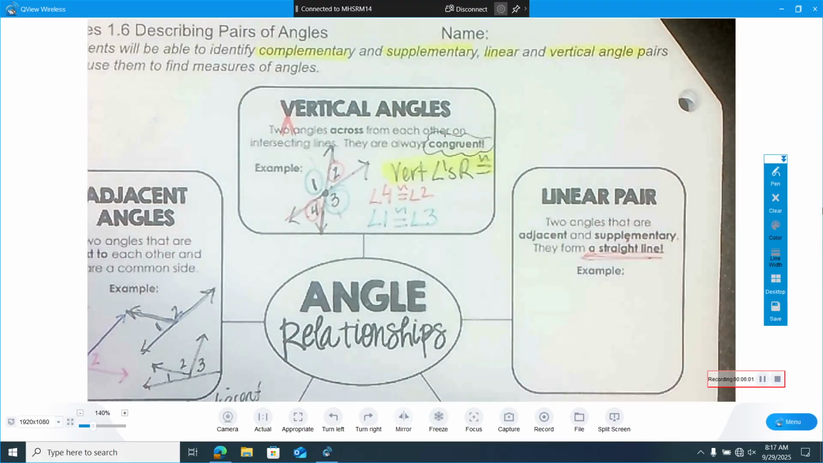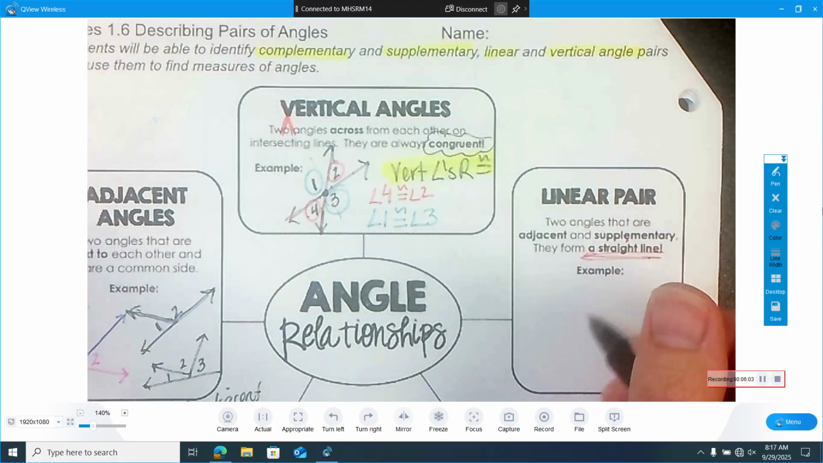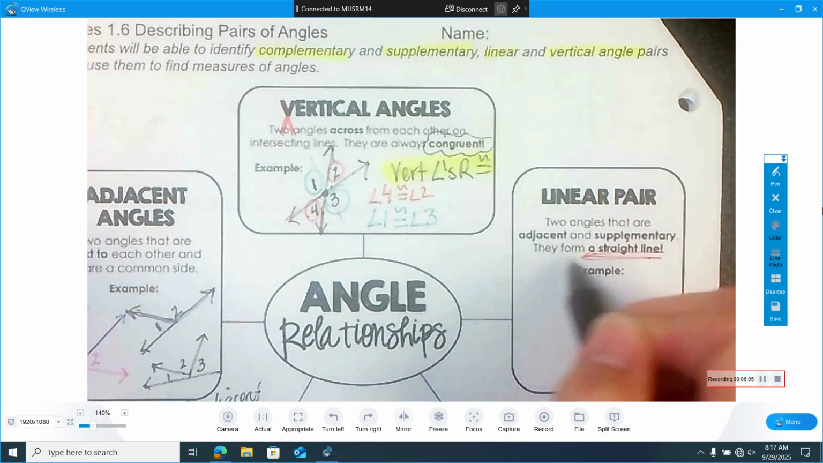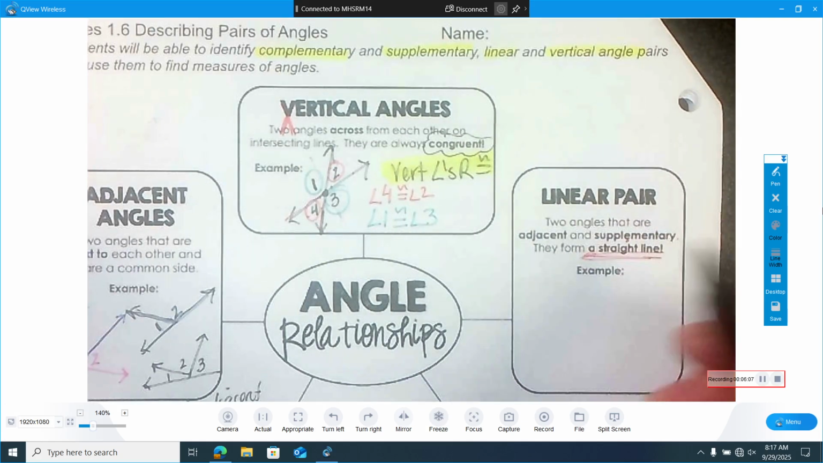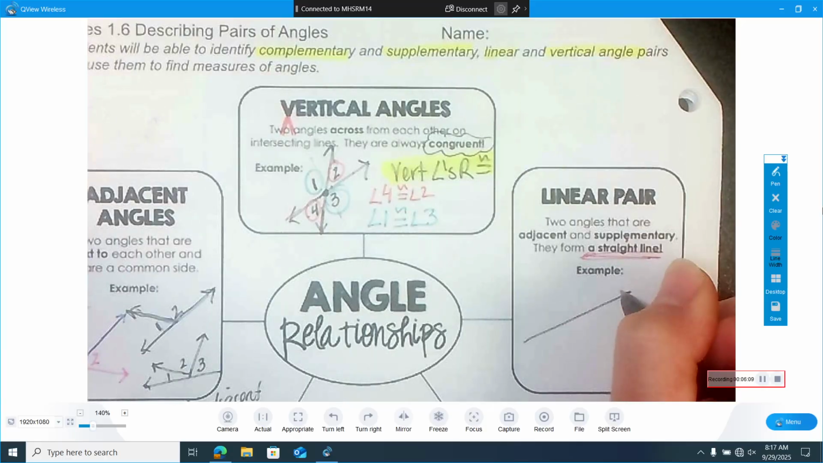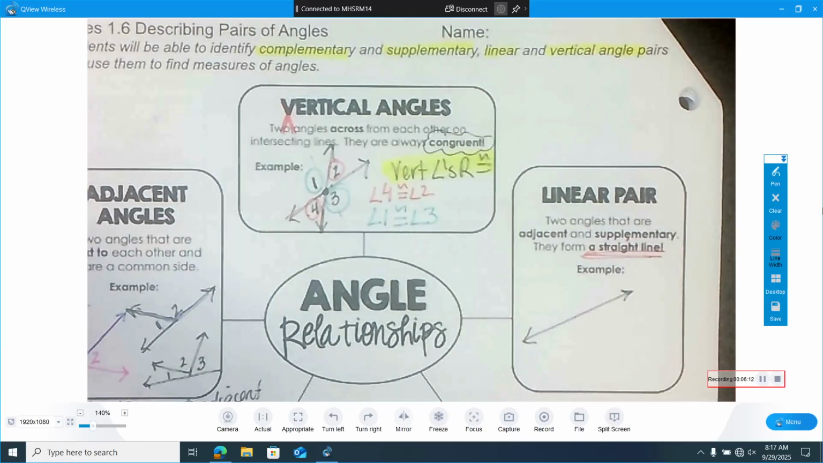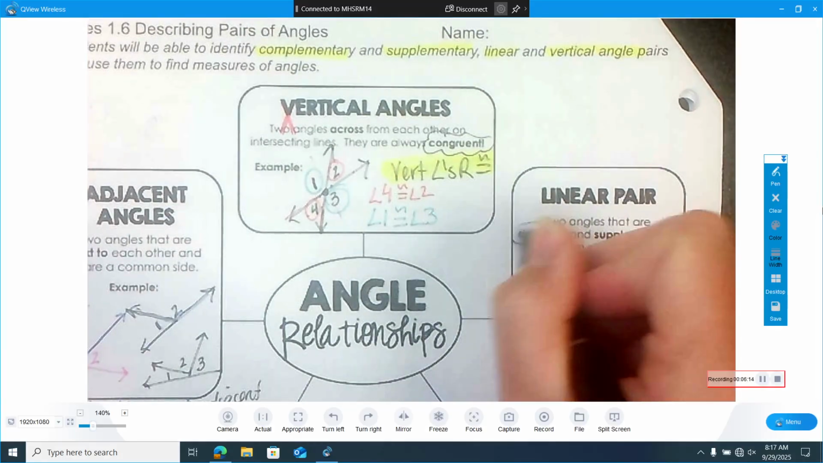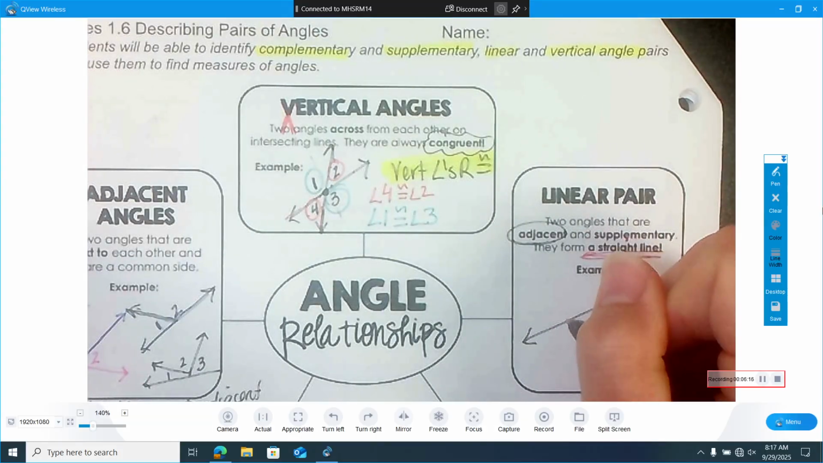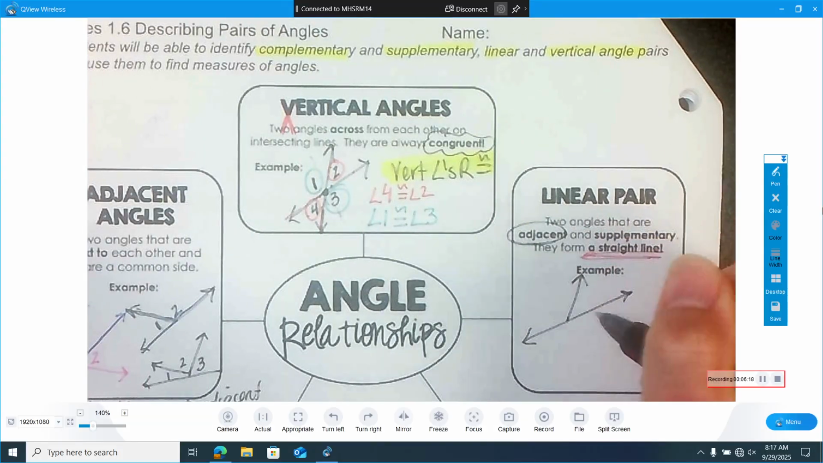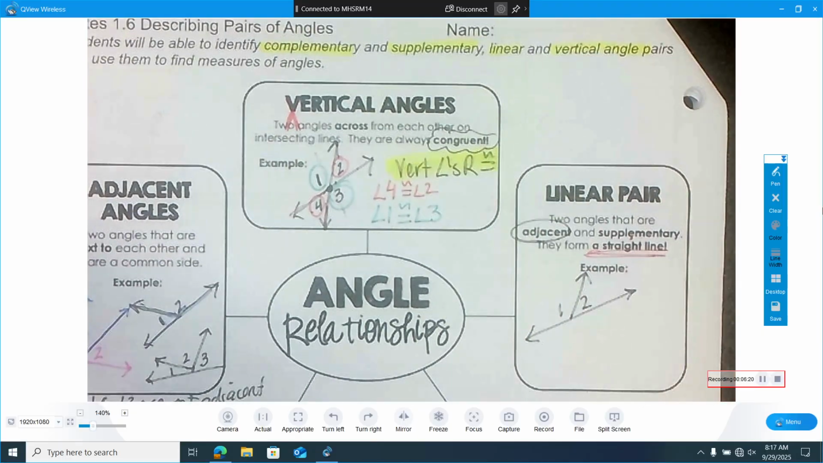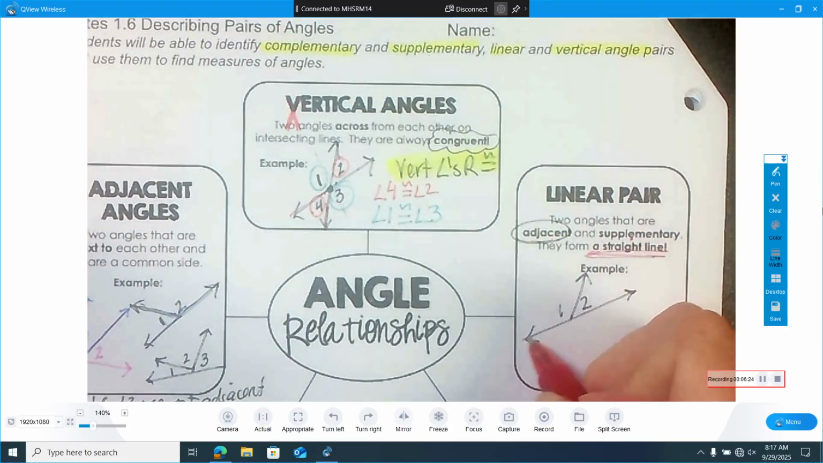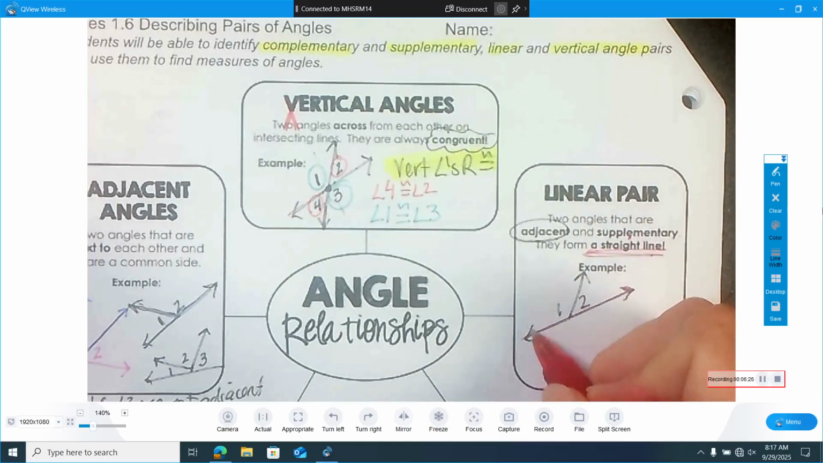I guess you need to know what supplementary is. We'll have to talk about that as well. So first of all, they are two angles that form a straight line. So for example, here I have a straight line. And these two are adjacent angles, so they must have a common side. So there we go. Here we have angle 1 and angle 2. What's important here is that they form a straight line right there.